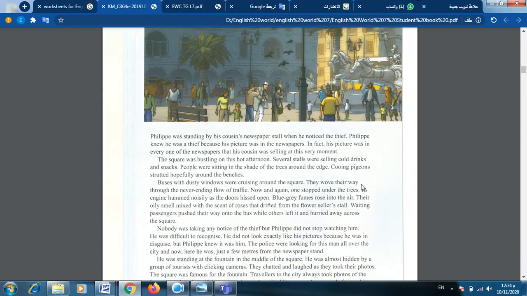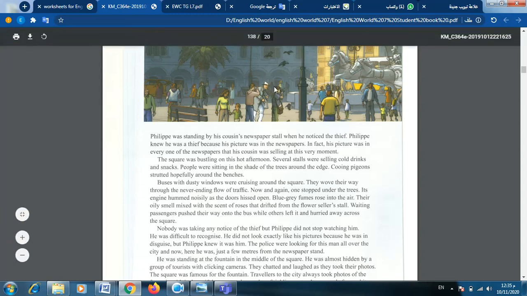text. Flippy was standing by his cousin's newspaper stall when he noticed the thief. Flippy knew he was a thief because his picture was in the newspapers. In fact, his picture was in every one of the newspapers that his cousin was selling at this very moment. Okay, Flippy was here and he saw a thief. Okay, he noticed a thief here.